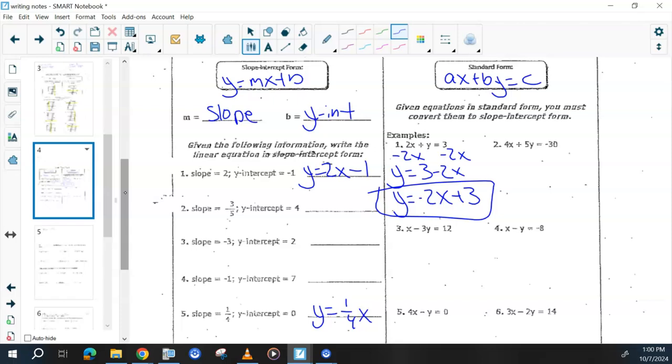Whether you switch that at the end or first does not matter. But these are the same equation. If I were to graph them both, they would overlap. But this is in standard form and this is in our slope-intercept form.